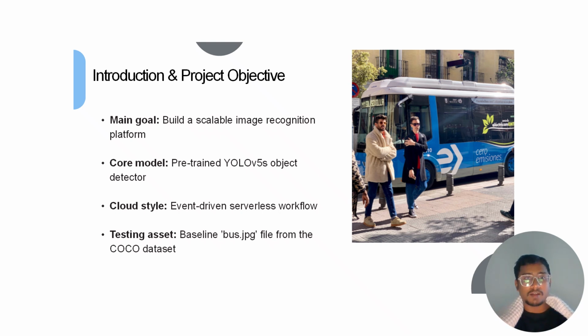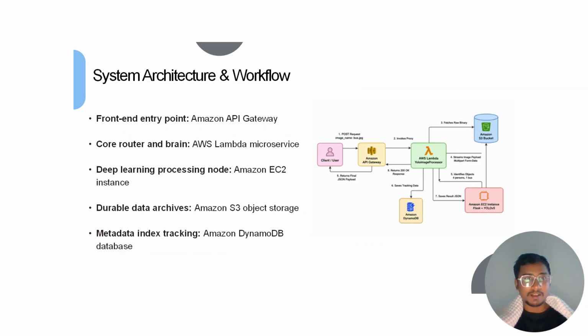The main goal: build a scalable image recognition platform. The main objective of my system is to create a smart automated pipeline that can take any picture, look at it, and instantly tell us what objects are inside it. To do this heavy machine learning work, I chose the state-of-the-art YOLOv5 model because it is very fast and highly accurate. And the third is the system architecture and workflow.